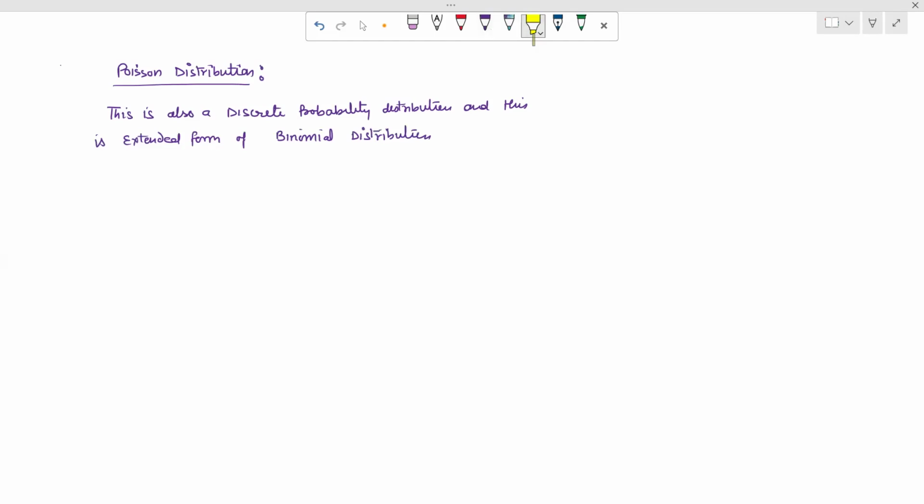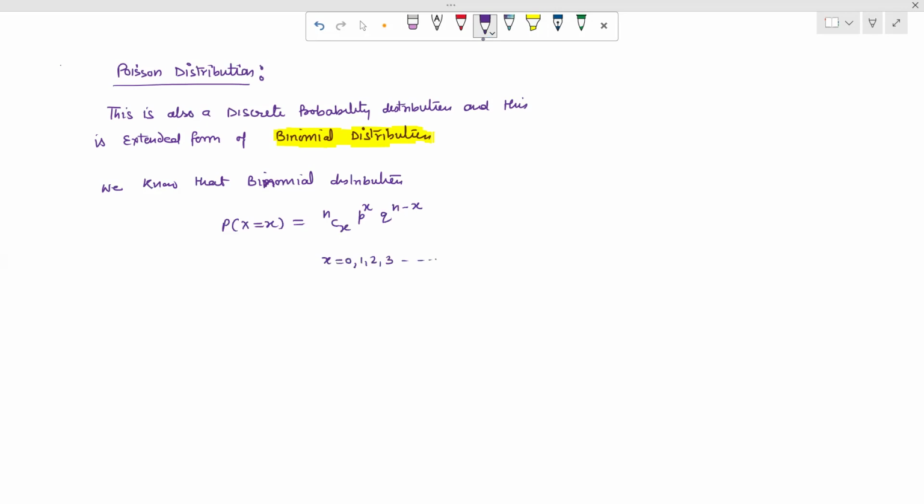So we know about the binomial distribution when we have a fixed number of trials to get the successes. The binomial distribution probability P of x, for x successes, we write as nCx, p raised to the power x and q raised to the power n minus x. So the binomial distribution has two parameters, n, the number of trials, and p, the probability of success. Here x takes the values 0, 1, 2, 3 and so on. So this is the binomial distribution.